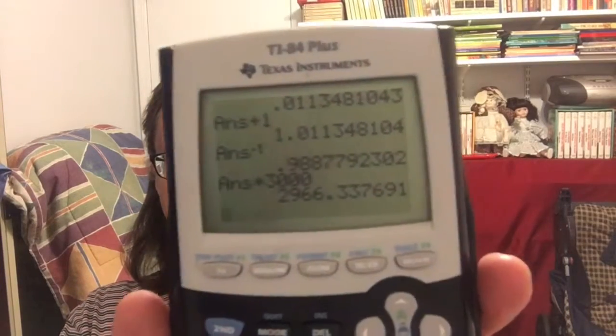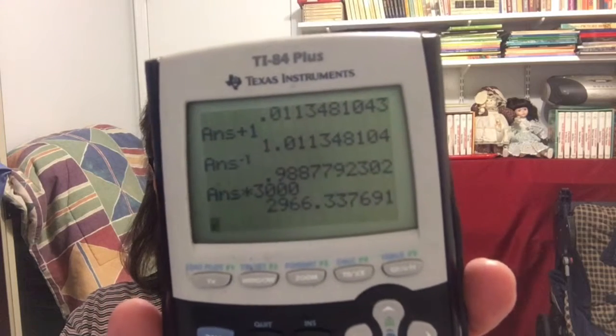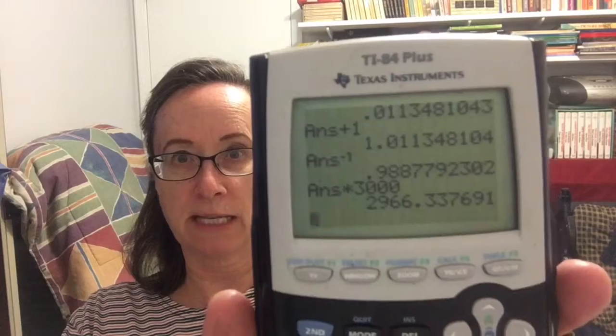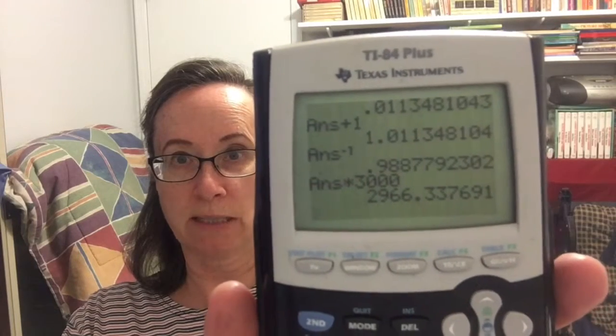Wow. Okay, that's a lot of people getting infected. Out of a 3,000 person town, 2,966 people get infected in 12 days. That's pretty scary. So that is the correct answer: 2,966 people would be infected.